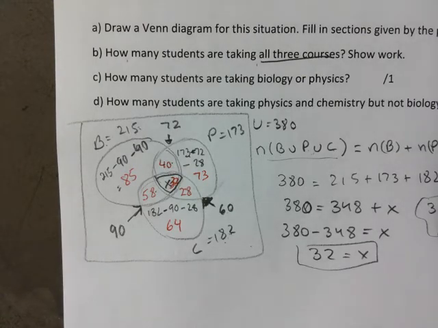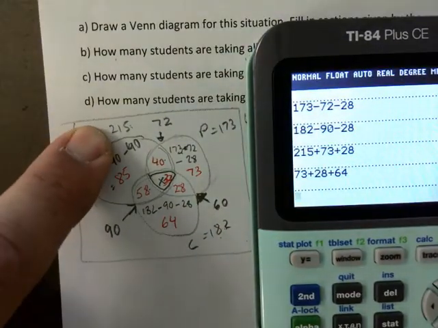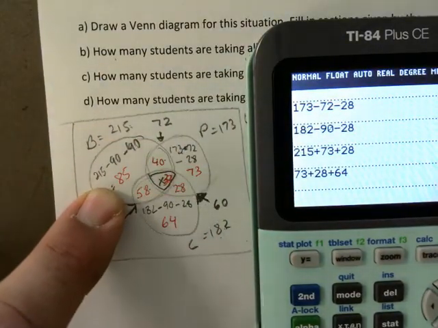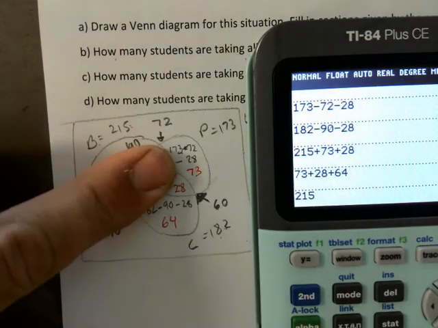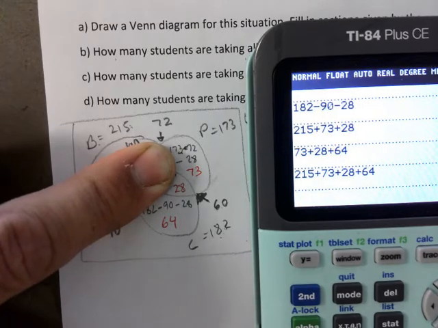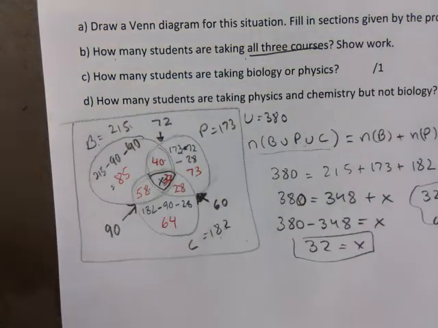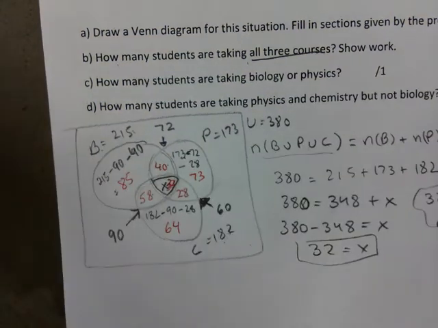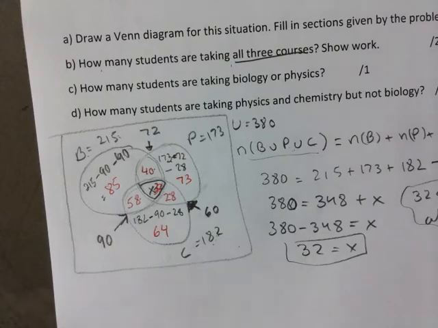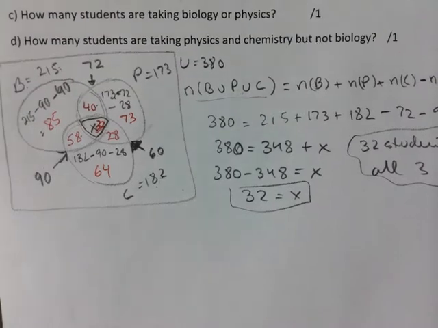I'm going to do a quick check here. It should add up to 380. So this whole thing is 215 here. So 215 plus 73 plus 28 plus 64, and that adds up to 380. Okay, so you did a quick check to see if those numbers actually add up. Okay, so let's answer the rest. Let me answer the rest. I'm going to try to just keep that.